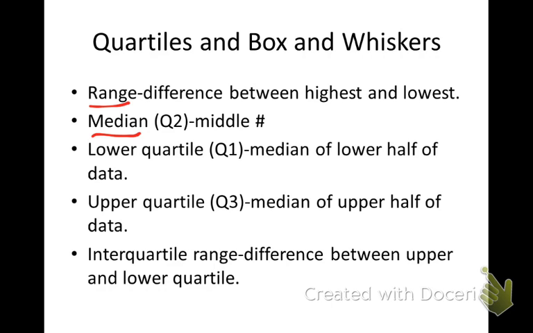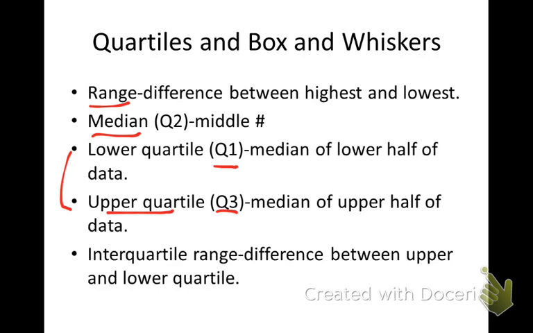The lower quartile, usually referred to as quartile 1, is the median, so the middle of the lower half of the data. So you first divide the data in half, and then you find the middle of that. And then the upper quartile, also referred to as Q3, is the median of the upper half of the data. The interquartile range is the difference between the upper and lower, so you just take these two and subtract them.